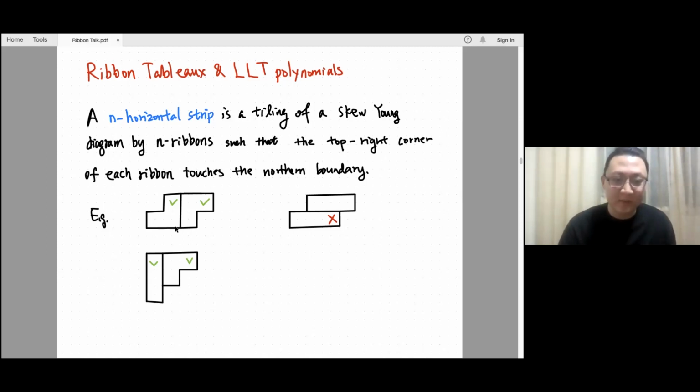examples on the left-hand side, the top right corners of the ribbons are marked, and you can see there's nothing above them. But the other example on the right-hand side is not a horizontal strip, because the top right corner of the bottom ribbon is covered by something above it, so that's not allowed.